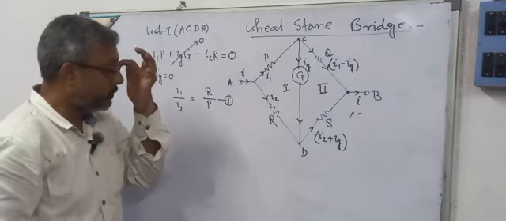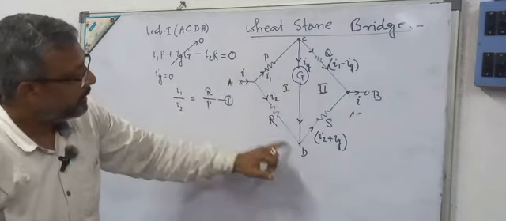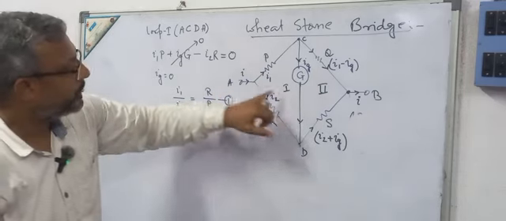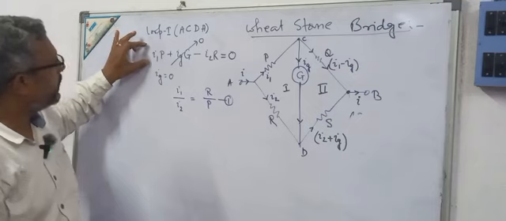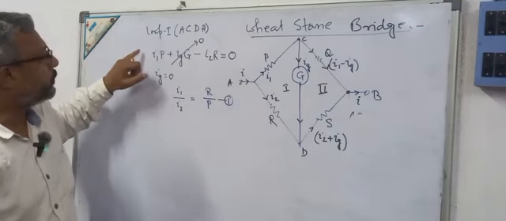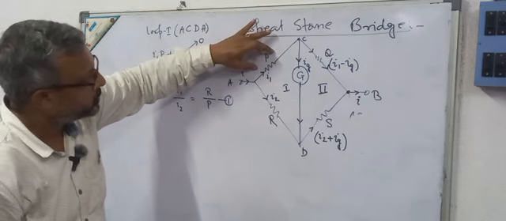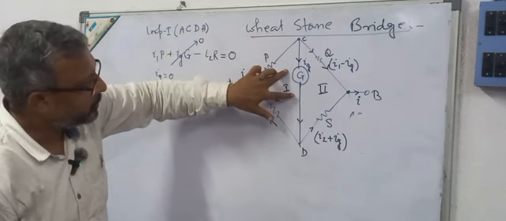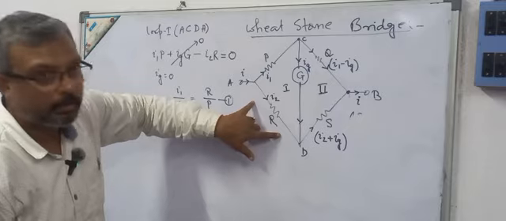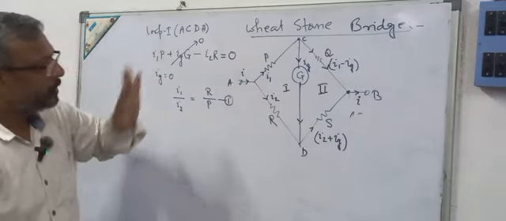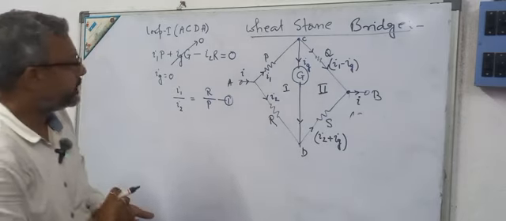So again I am repeating what I have done. I have taken one loop, and the name I have given this loop is 1. For this loop I have written one equation by following Kirchhoff's voltage law, that is potential drop across P, potential drop across G, potential drop across R. The sum is 0 because within this loop no cell is there.